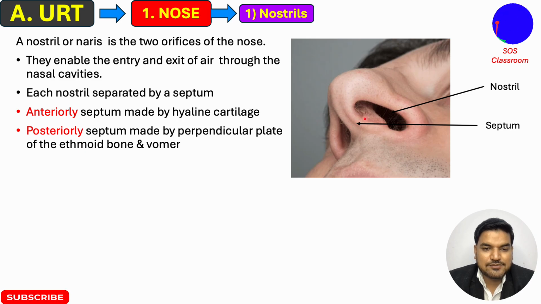Anteriorly it is made by hyaline cartilage, but posteriorly it is made by the perpendicular plate of the ethmoid bone and the vomer bone. Ethmoid bone and vomer bone are facial bones you already discussed in the skeletal system. So these are the nostrils. There are two nostrils and one septum in the nostril area.